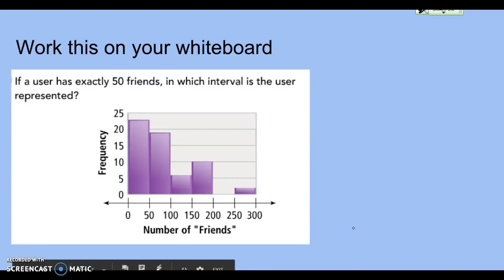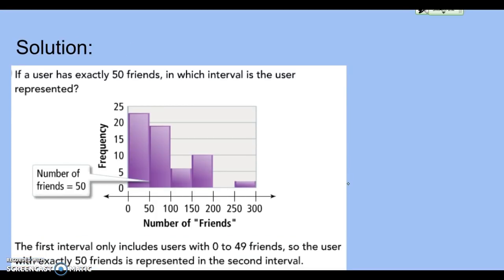All right, now, use your whiteboard, and if a user has exactly 50 friends, in which interval is the user represented? All right, now this explains how you should have found your answer. If a user has exactly 50 friends, the first interval only includes users with 0 to 49 friends. So the user with exactly 50 friends is represented in the second interval because that one would include numbers 50 to 99. So that's where you should have found your answers there.